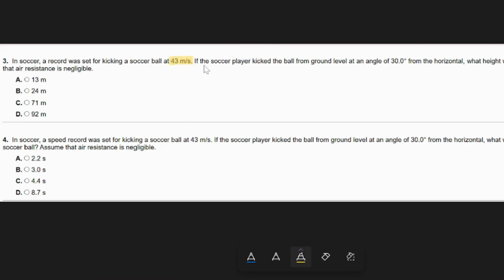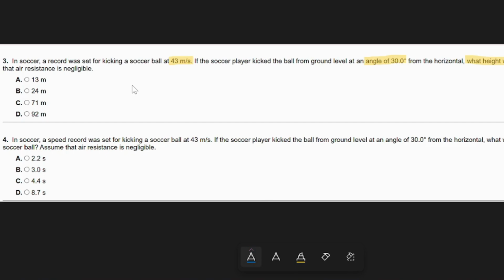In soccer, a record was set for kicking a soccer ball at 43 meters per second. This is the velocity, so let's highlight it. If the soccer player kicked the ball from the ground level at an angle of 30 degrees from the horizontal, what height would the ball reach? So we're trying to find y maximum. Assume that air resistance is negligible.